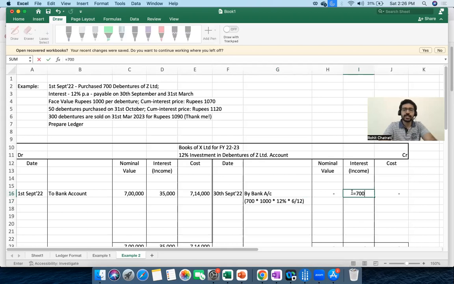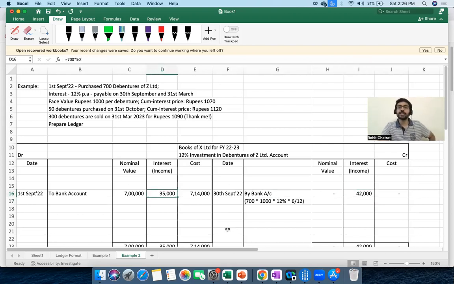So when you do 700 multiplied by 1000 multiplied by 12 percent multiplied by 6 by 12, or 1 by 2, you can do either, you have credited interest income by 42,000. If you look at it on a net basis, you have credited interest by 7,000 rupees. On a net basis, the total credit in interest up to 30th September 22 is 7,000 rupees. That 7,000 is nothing but 1 month of interest for 700 debentures.